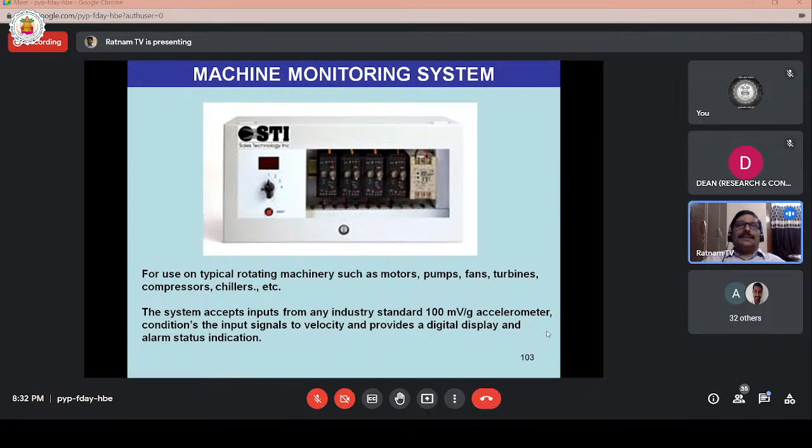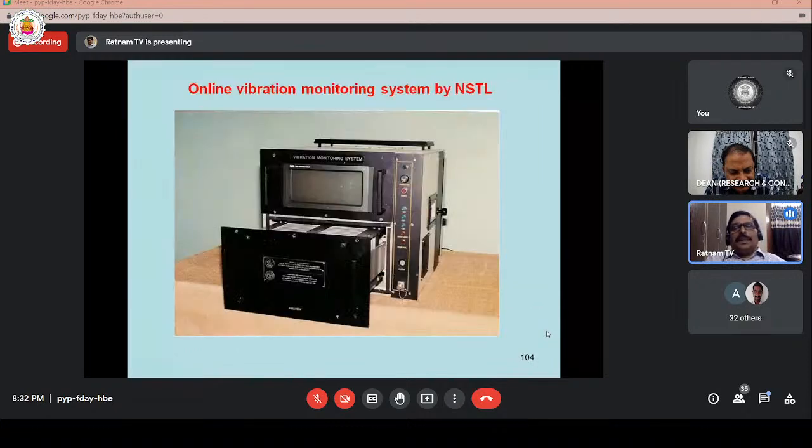This is a typical machine monitoring system, multi-channel, for pumps, fans, turbines, and rotating machinery. This type of machine monitoring system can be used. Way back in the 90s, an online vibration system was developed for shipboard machinery, particularly for gas turbines and diesel engines. It was a primitive model in the 90s.